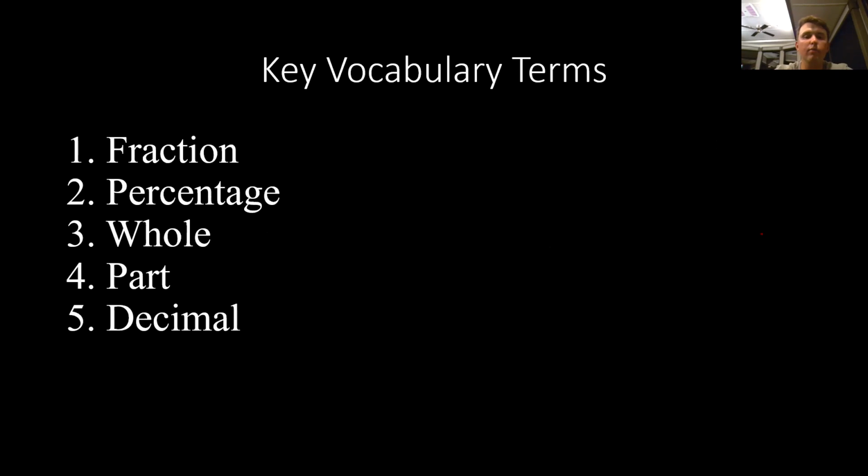Some of the key vocabulary terms we are going to focus on in today's lesson are, the first one is fraction, which we just discussed, but it is very critical and very important that we understand the definition of a fraction so that we can understand percentages. The second one is percentage, the third one is whole, the fourth one is part, and the fifth one is decimal. You can take these key vocabulary terms down now, but there will be slides later on that will have the word and the definition that you can take down at that time. If you need to take them down now, you can just pause the video to do so.